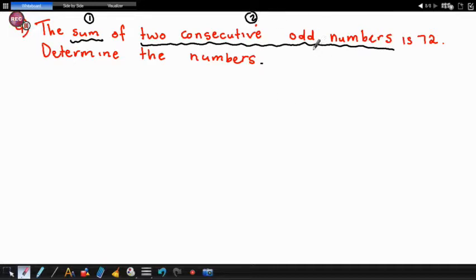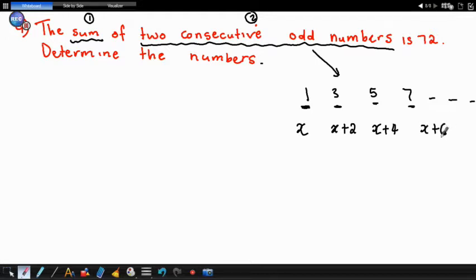Right, so I'll make an example of just odd numbers. Consecutive, they follow each other, but they are odd numbers. Right, so let's just look at odd numbers 1, 3, 5, 7, for example, going on. And we see that if they are consecutive odd numbers, if 1 is x, then 3 will be x plus 2. Then 5 will be x plus 4. And then 7 will be x plus 6, right?